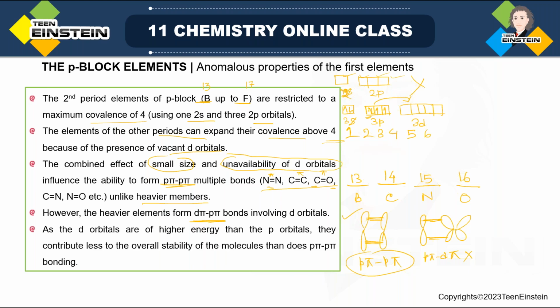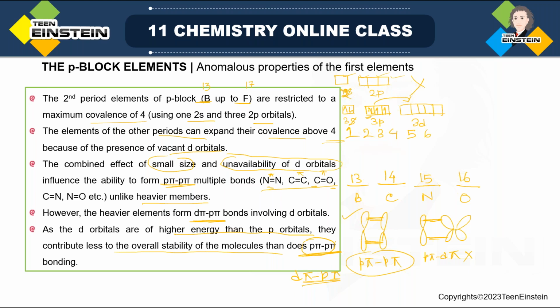Now one more thing. d orbitals, obviously, are of higher energy compared to p orbitals. As a result, they contribute less to the overall stability of the molecule. So suppose in one molecule there is a p-pi bond formed by second period elements, and in another molecule there is a third period or fourth period element where you have p-pi d-pi bonds. But when p-pi bonds are formed, compared to d-pi they basically contribute more to the stability of the molecule. Why? Because of the higher energy of d orbitals.